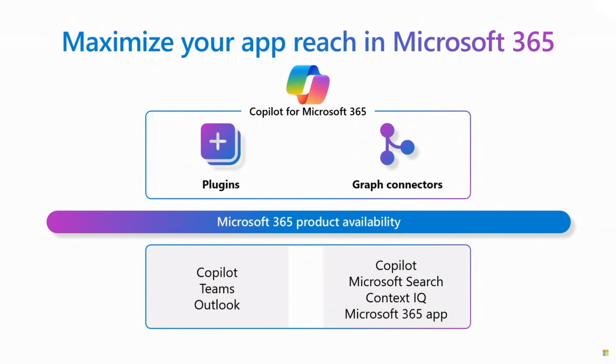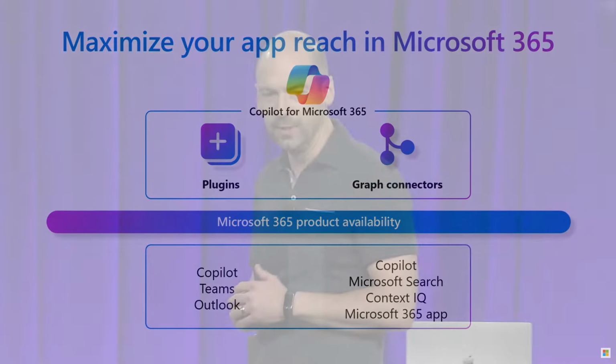You're integrating with Copilot across Microsoft 365 in Teams, in Outlook, and in the Microsoft 365 app. If you build a message extension-based plugin, that experience can show up inside of Teams chats and channels, as we saw, also inside of Outlook messages and link unfurling. If you build a graph connector that enriches search results in Microsoft Search and Context IQ and content experiences throughout the Microsoft 365 app. So even users who are outside of Copilot today can experience those same integrations.